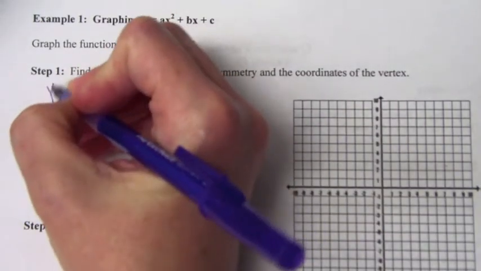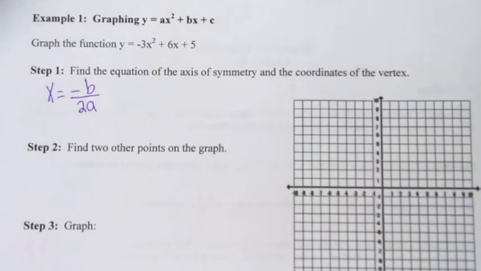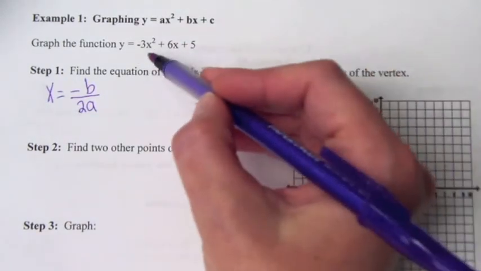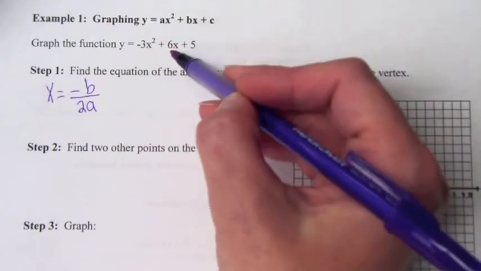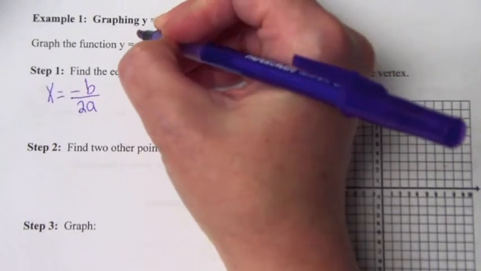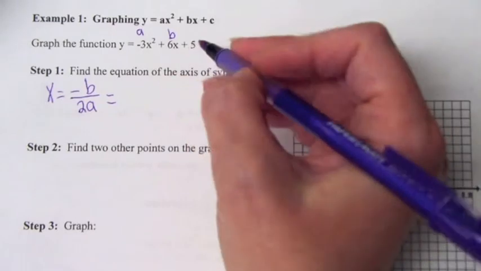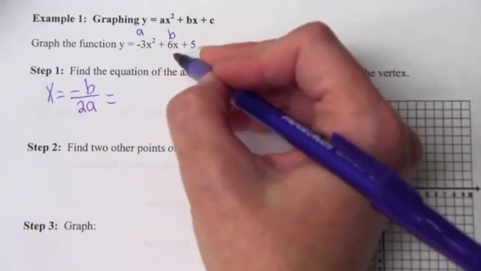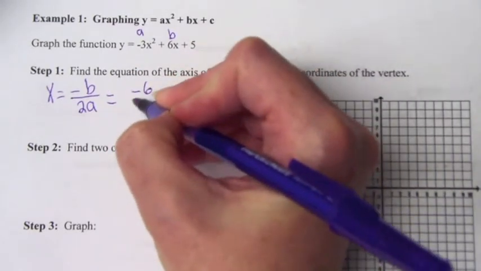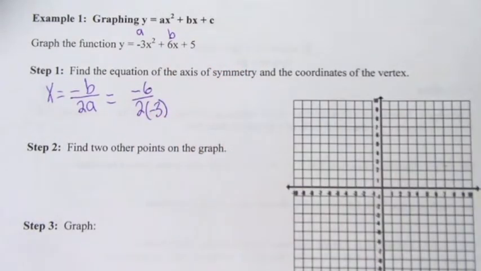We use the formula x equals negative b over 2a. To get a and b, you pull them out of the function, negative 3x squared plus 6x plus 5. So a is negative 3, b is 6. We plug them in here. So b is 6, and we do negative 6 over 2 times a, which is negative 3. Does everybody see where I got the negative 6 and the negative 3 from?